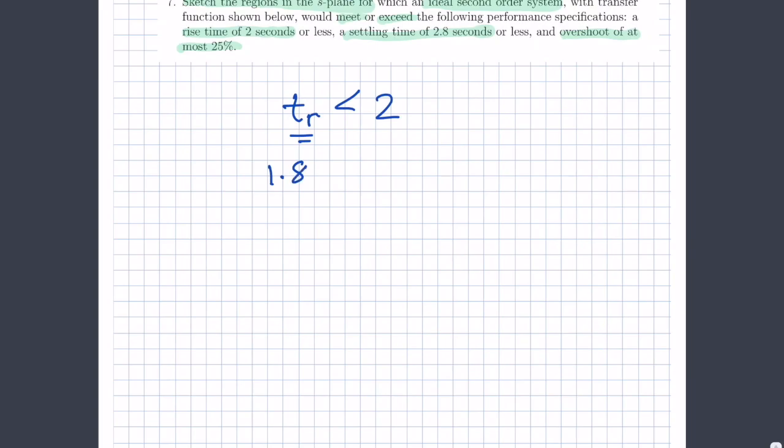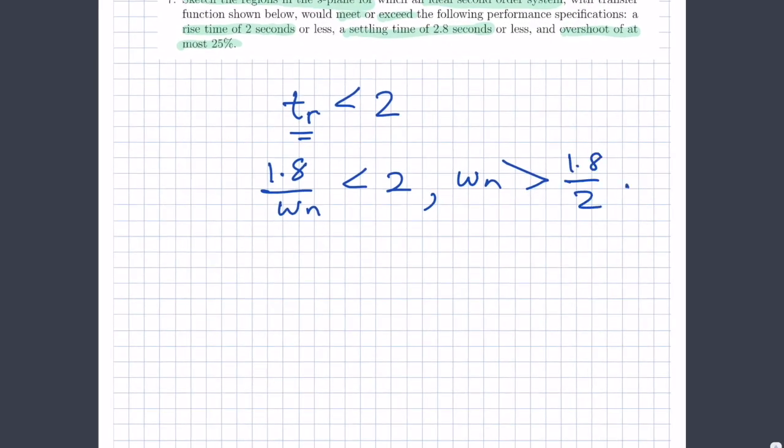Alright, so here's where I got it turned around before. The best way to approach this is to write down the parameters. So I want TR to be less than 2. Well, what is the rise time for an ideal second order system? It's 1.8 over omega n, to be less than 2. So I can solve this inequality and show that omega n has to be bigger than 1.8 over 2.